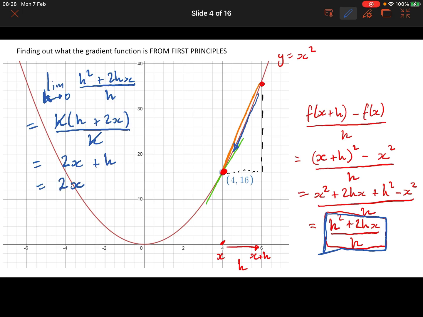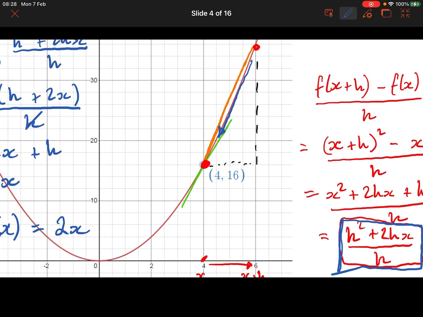So what I know is that the gradient function, I'm going to call it dy dx, or f prime of x, for this function y equals x squared, is 2x. Now I can use that function to work out what the gradient is anywhere along this curve. If x equals 4, then since the gradient function is 2x, f prime of 4, the gradient function at the point 4, is equal to 8.